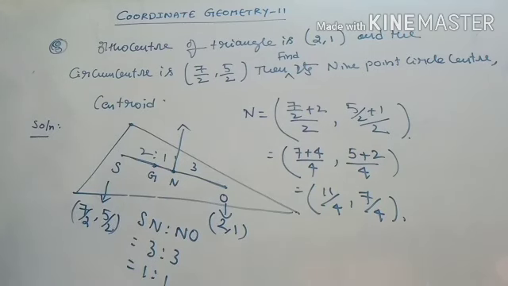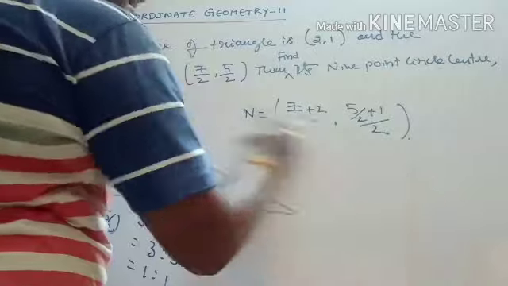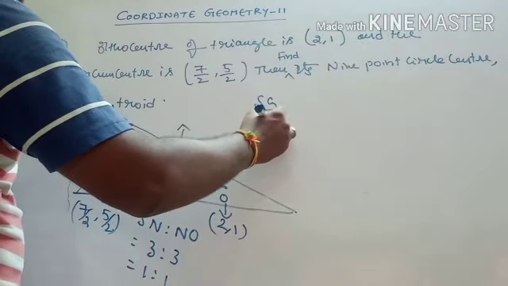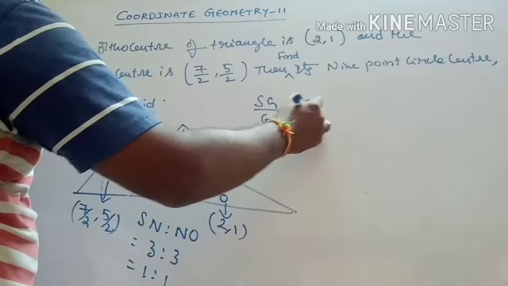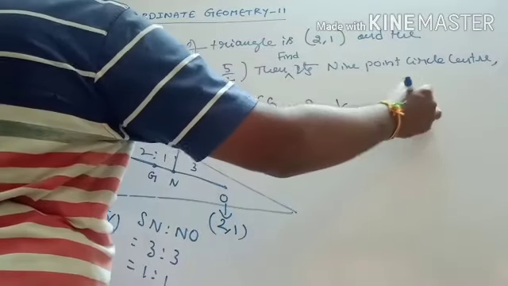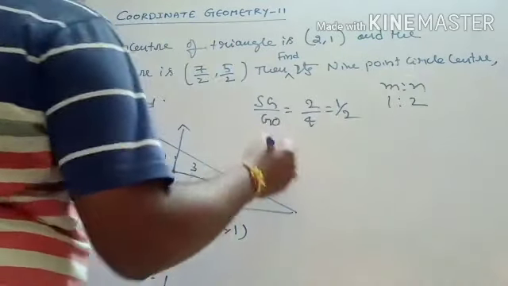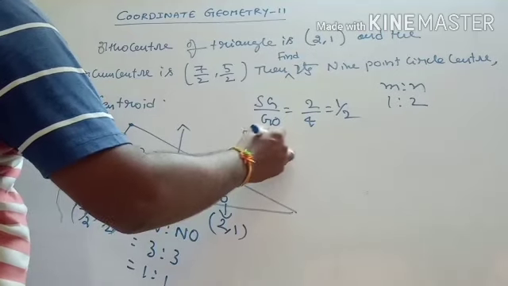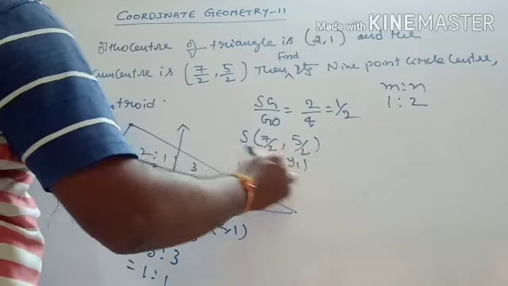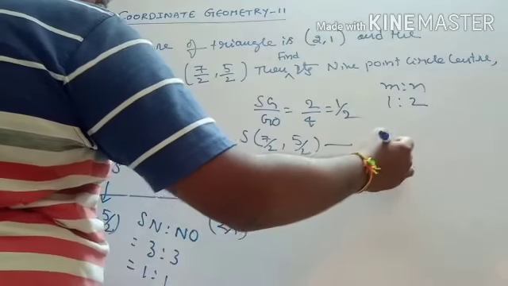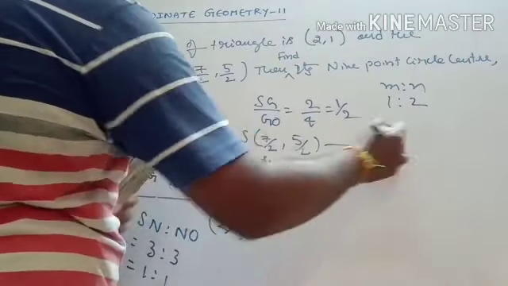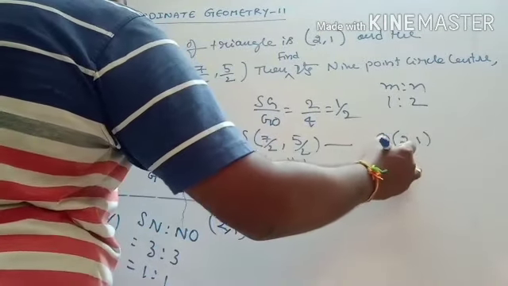Now, once we have got the 9-point circle center, my dear students, you see that SG by ZO is 2/4, that is 1/2. Now, the ratio 1:2 is M:N. And S is nothing but what they have given, 7/2, 5/2. This is X1 comma Y1, right? Next, O is 2 comma 1. This is X2 comma Y2.